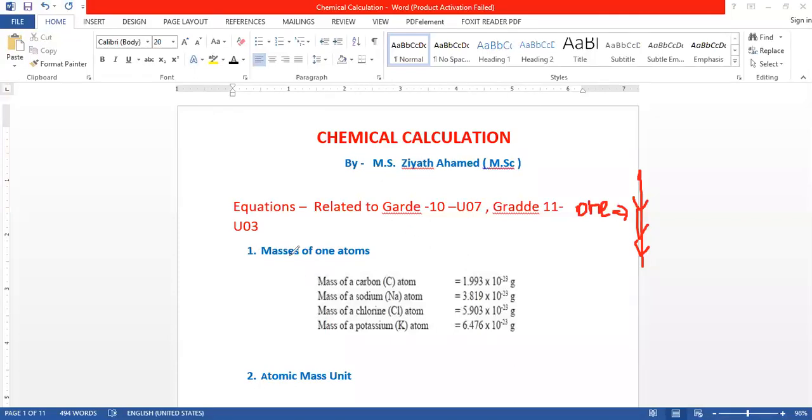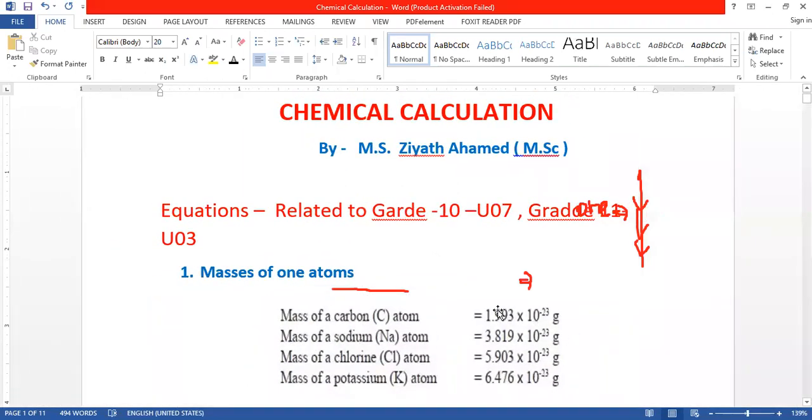For example, the mass of a carbon atom is 1.993 × 10^-23 gram. It's a very, very small amount. Even the mass of sodium is 3.819 × 10^-23 gram. It's also very much less. It's really tough to measure it.